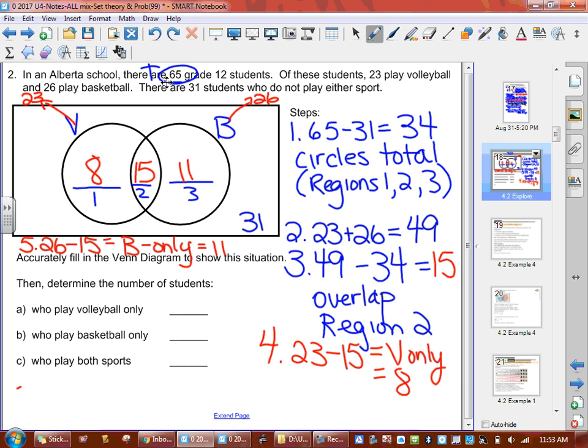Question A says, who plays volleyball only? How many? 8 play volleyball only. They want region 1. Who plays basketball only? 11. That's region 3. Who plays both? 15. That's region 2 in the middle. Okay? All right. We're going to stop there.